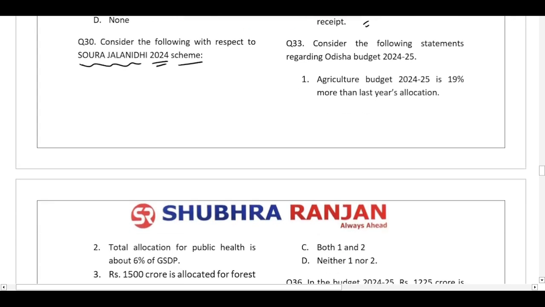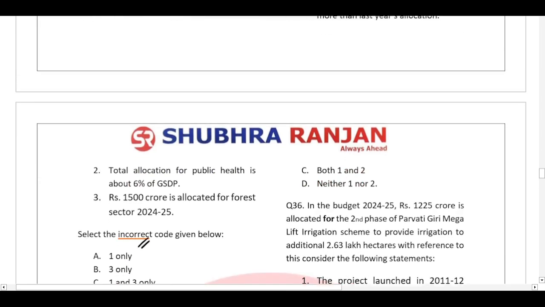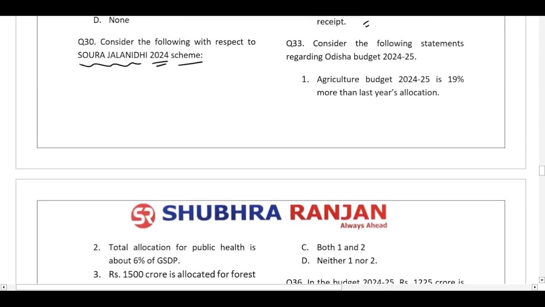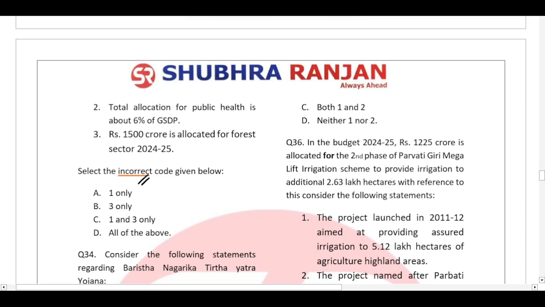Consider the following statements regarding the Odisha budget 24-25 and select the incorrect given below. Agriculture budget 2024-25 is 19% more than the last year's allocation. Again, this was a factual question. This was not 19%, it was 17%. Total allocation for public health is about 6% of GSDP. The allocation to public health was 8% and not 6%.